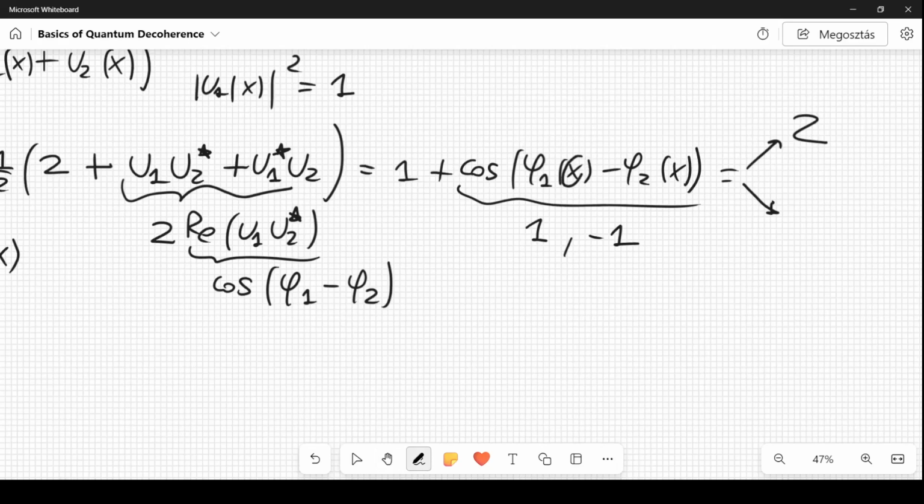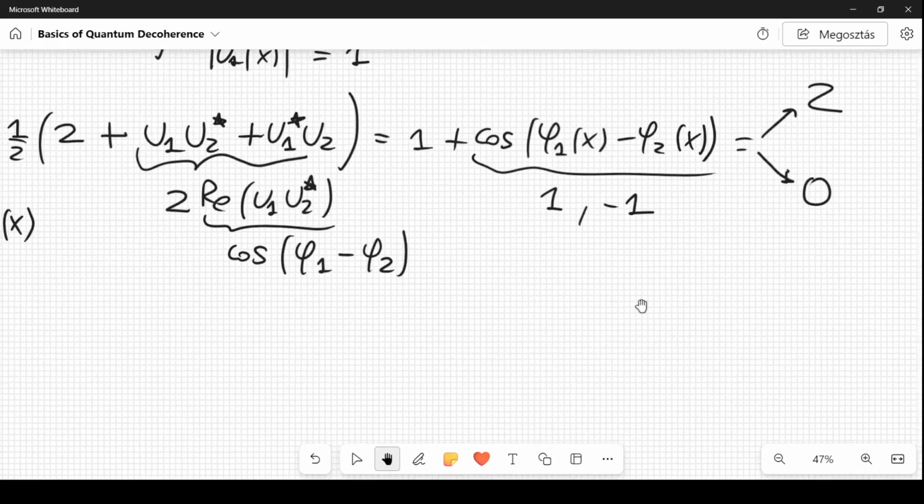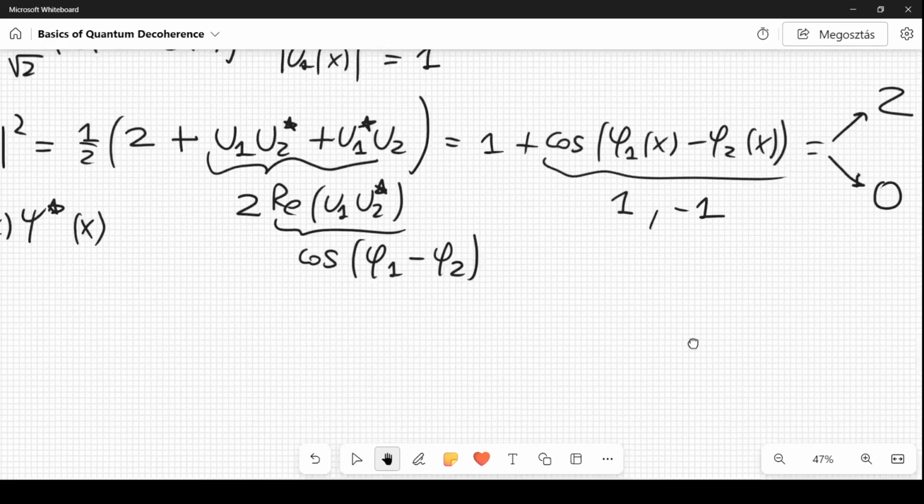And remember that this is a function of x. So it depends on the phases, this phase difference. And for example, there might be a value x such that the cosine is -1 and therefore we get 0, right? So in this case, we get an interesting effect due to the interference that we see here. So this cosine reminds us of the interference between the waves.